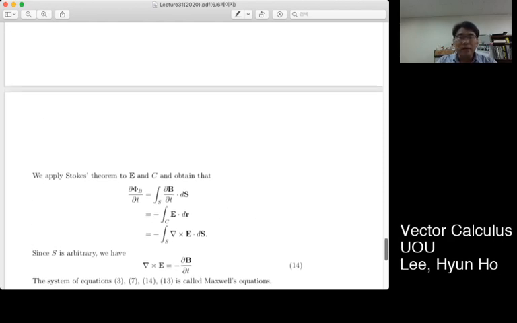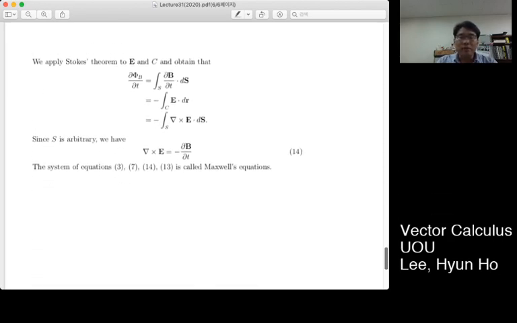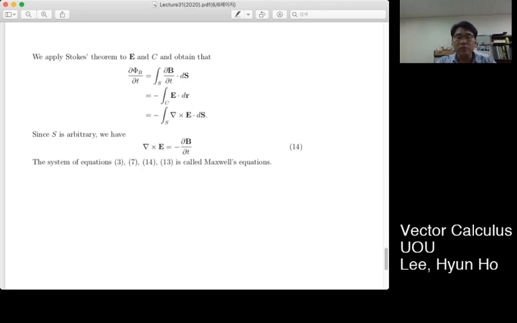Now we have Faraday's law. We express Faraday's law by a differential equation of this form, equation 14: the curl of E equals minus the time derivative of the magnetic field. This shows that electric field and magnetic field interact in time-varying situations.